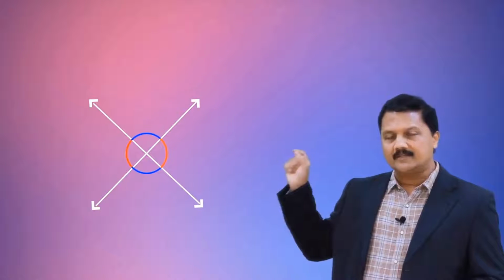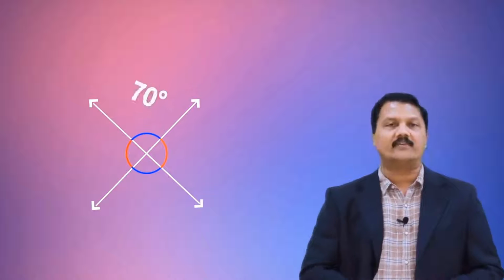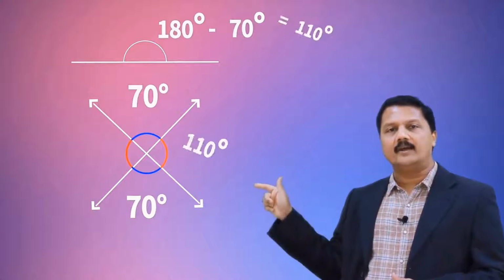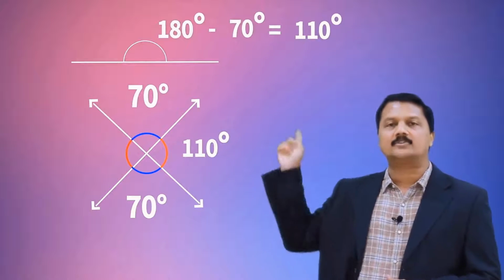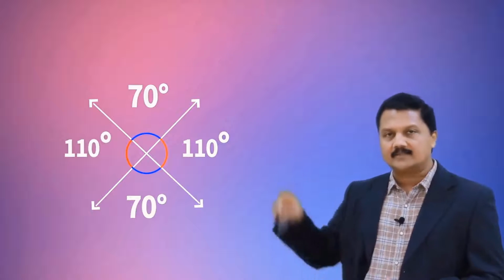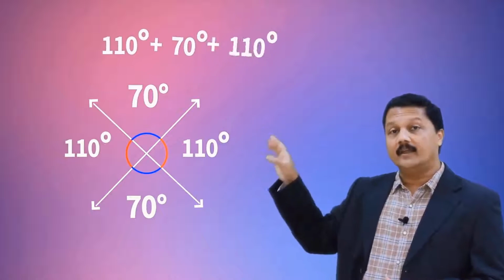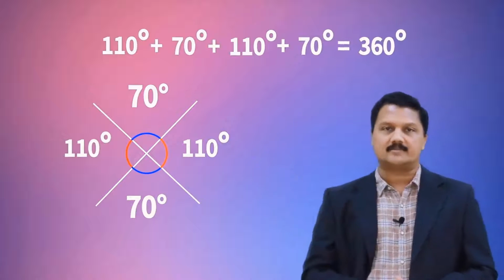Let's take an example. For this figure, it is given that one angle is equal to 70 degrees. Can we find all other angles? Yes, we can. We know that opposite angles are equal. So 70, then this also is 70. Now this is a line. On one line you have 180. So if one part is 70, the other part will be 110 degrees. Its opposite also will be 110 degrees. Let's add all of them together. They add up to 360 degrees.